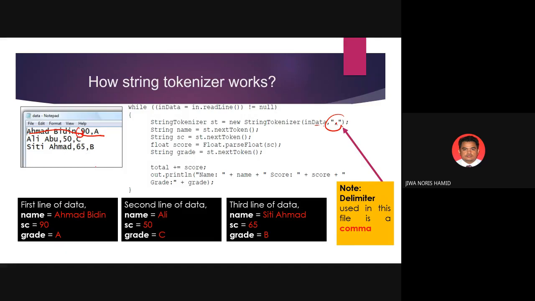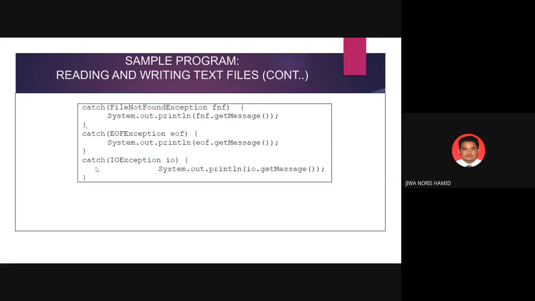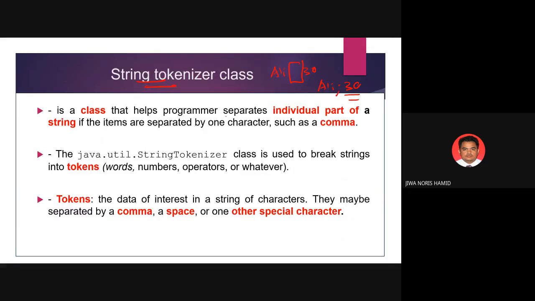Okay, it's fine, I will show here. String tokenizer is a class that helps programmers separate individual parts of a string if the items are separated by one character, such as a comma. The Java util string tokenizer is used to break a string. Break means split into tokens. What is a token? Words, numbers, operators, or any values.